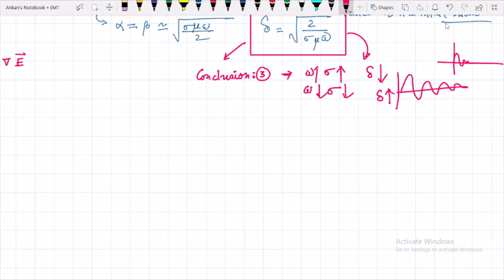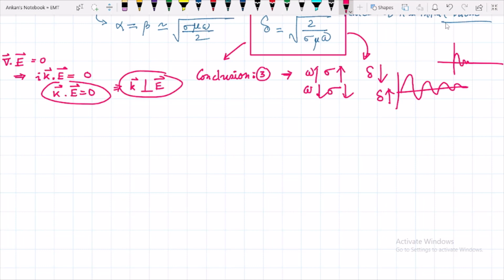del dot E is equal to 0, means ik dot E is equal to 0 from the plane wave solution. So we can generally say k dot E is 0. What does it imply? It implies that k is perpendicular to E, which again proves that electromagnetic wave is transverse in nature. Again from del dot H is equal to 0, we can also obtain k is perpendicular to H also.